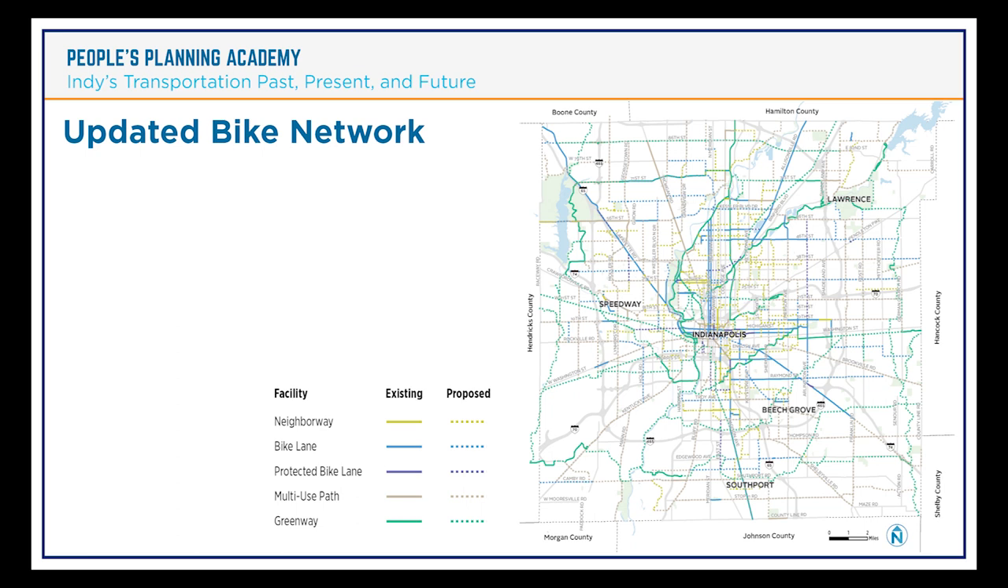We also used this opportunity to update our bicycle network. This is our long-term bicycle network. Again, you'll get the slides if you don't have them already, so you can see this map more closely. Our future bike network is a mix of the very expensive protected system, which is the trail off to the side of the road, or the protected lanes.